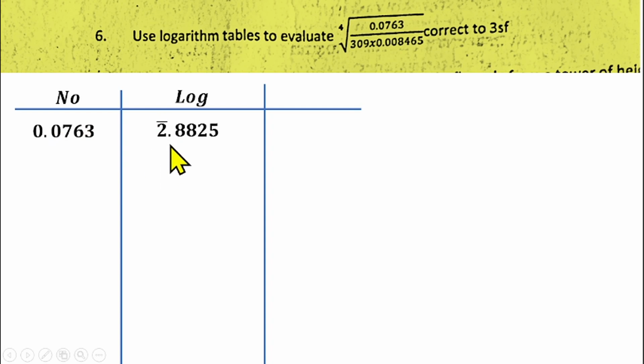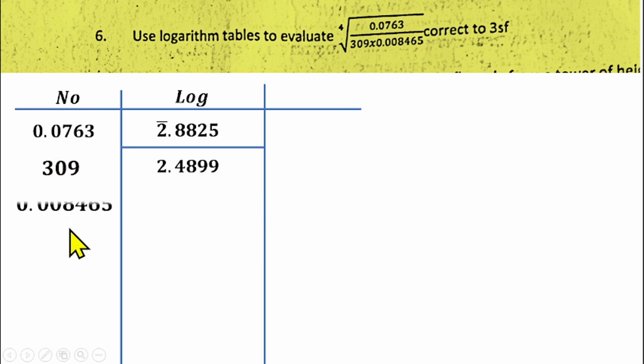Then point. Now go and check on your logarithm table. Check 76 under 3. That gives us 88.25. So that's everything in the numerator. We now go back to the denominator. The first number there is 309. The characteristic of 309 is 2. Then check 30 on your logarithm table, 30 under 9. That gives us 2.4899.